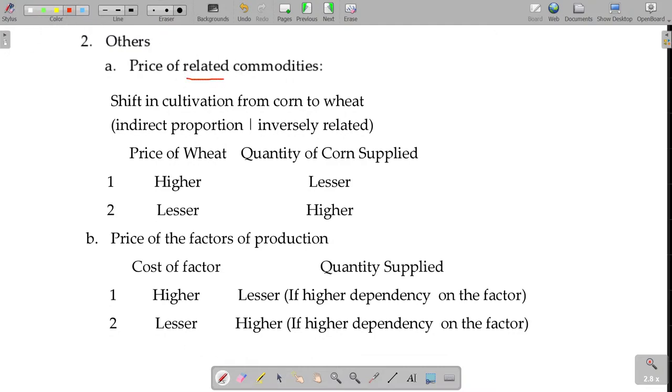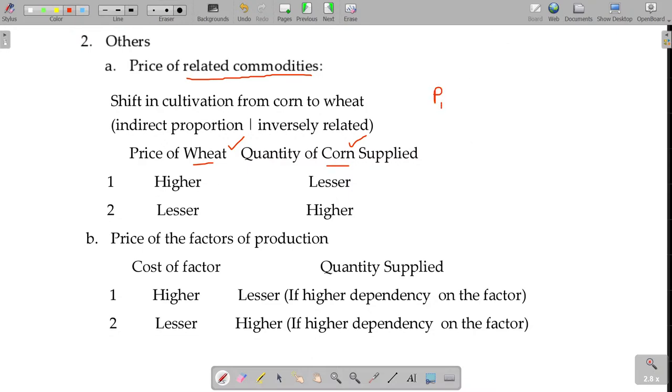Price of the related commodity. I am a farmer growing wheat, or it is possible for me to grow corn also. If the market is ready to pay more for corn rather than wheat, what do I do? I stop cultivating wheat and I shift to cultivating corn, right? The product which gives more profit, I'll start producing that.